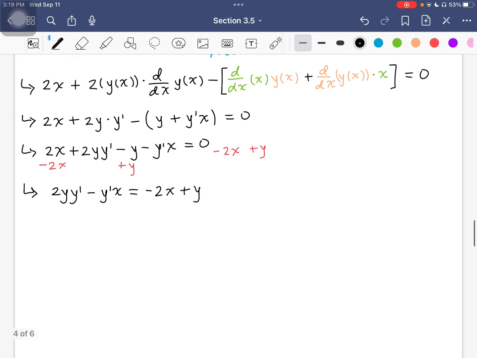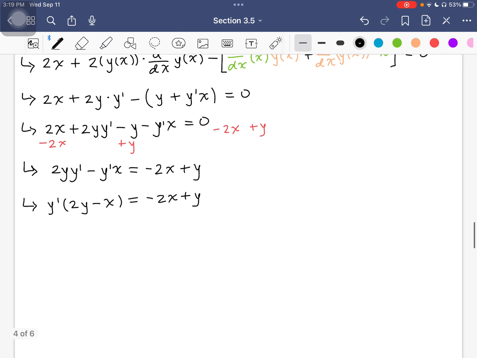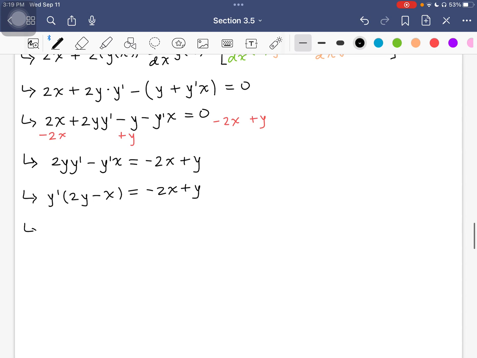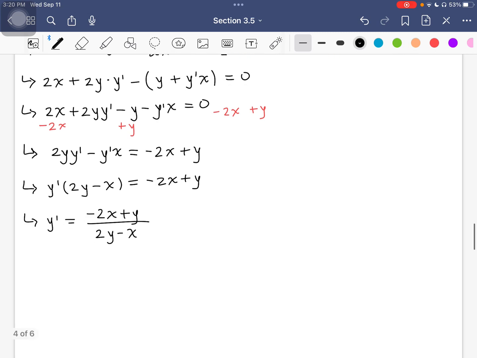All right. And we also have a y prime in both terms here, so I can pull that guy out. And we're left with 2y minus x here, and that'll be equal to minus 2x plus y. And lastly, solving for y prime, we'll just divide out this 2y minus x term on both sides. And so we get y prime is equal to minus 2x plus y all over 2y minus x. All right, so this is our answer for y prime.